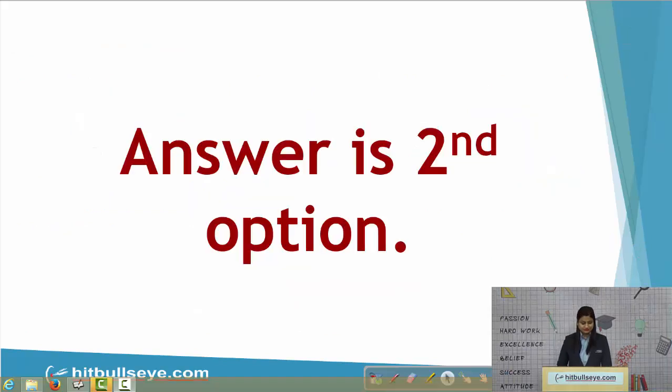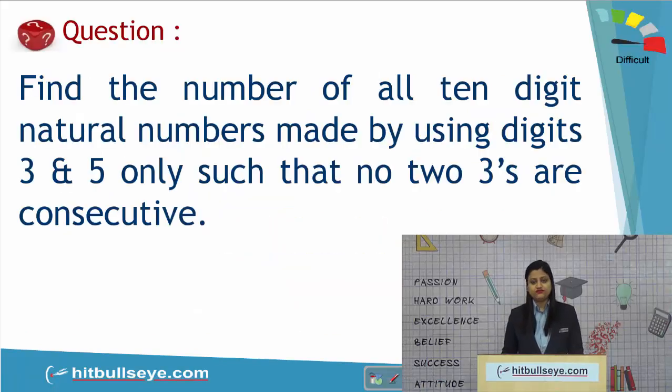Let's move further. A nice question on the Fibonacci series. It says, find the number of all 10-digit natural numbers made by using digits 3 and 5 only, such that no two 3s are consecutive. No two 3s are together.